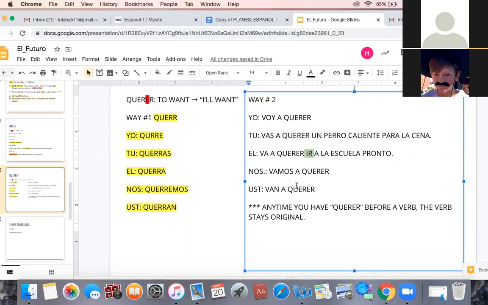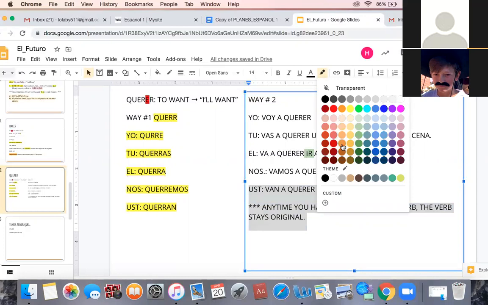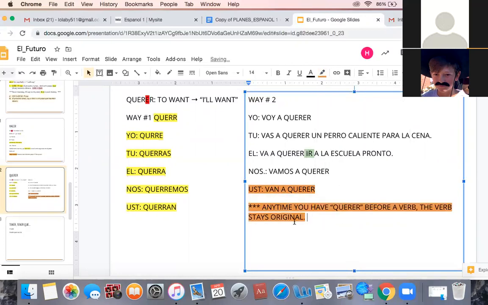Querer comer. Yo quiero comer. Yo voy a querer comer, right? So anytime you have this in whatever of its conjugations or forms, if there's a verb following it, it stays original. Okay? So let me turn that into some color, like there you go. That's a super important rule that you want to know.